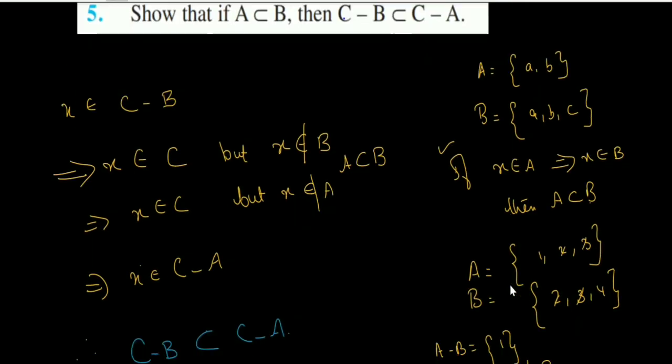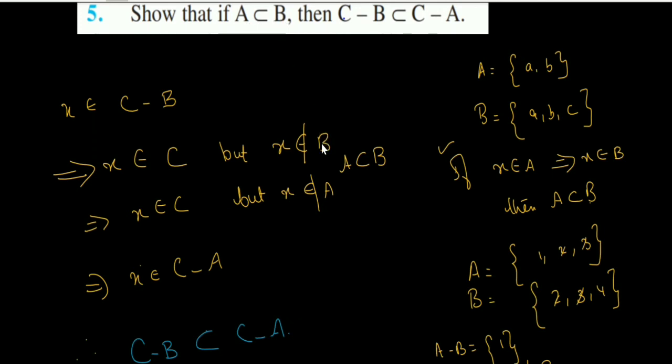So here, when you say X belongs to C minus B, you are taking one element, X, that belongs to C minus B. What does that mean? X belongs to C and X is not in B. X is present only in C, not in B. But it is given A is a subset of B.